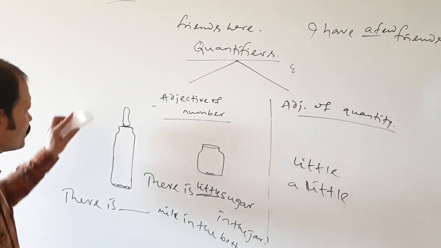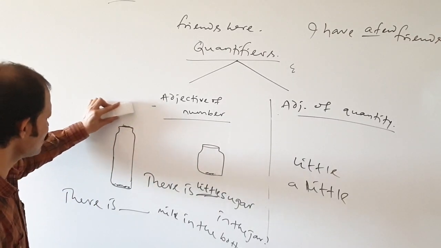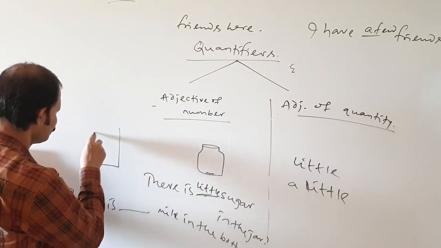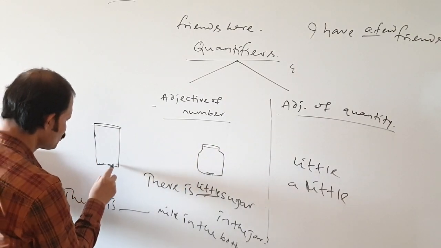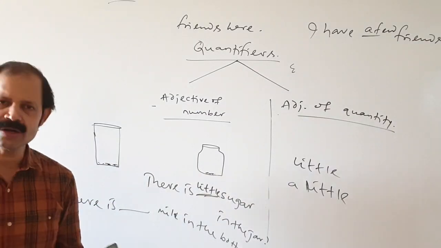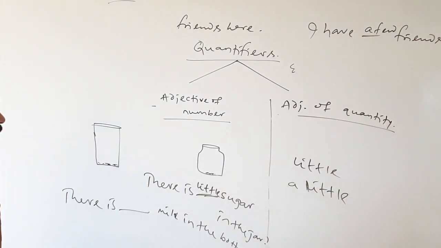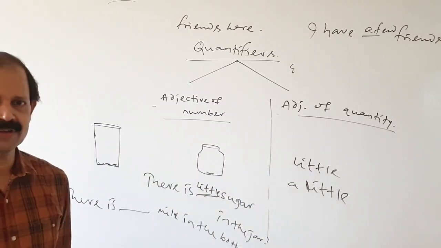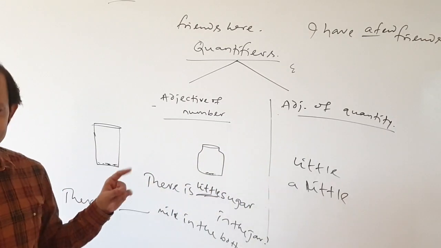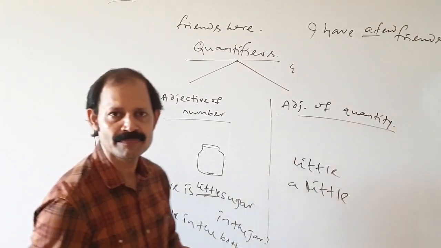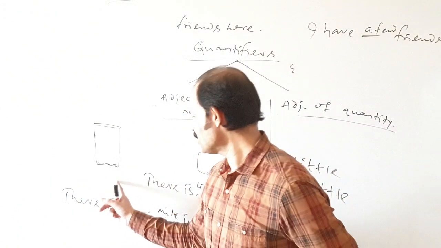Suppose this is the glass, not the bottle, and this much milk is here. Mama told you to drink. When you return from your school, mama told you, hey, milk is there in the glass, go and drink. Then when you came to the table with the intention to drink the milk, you found that this much milk is here. Then what will you say?